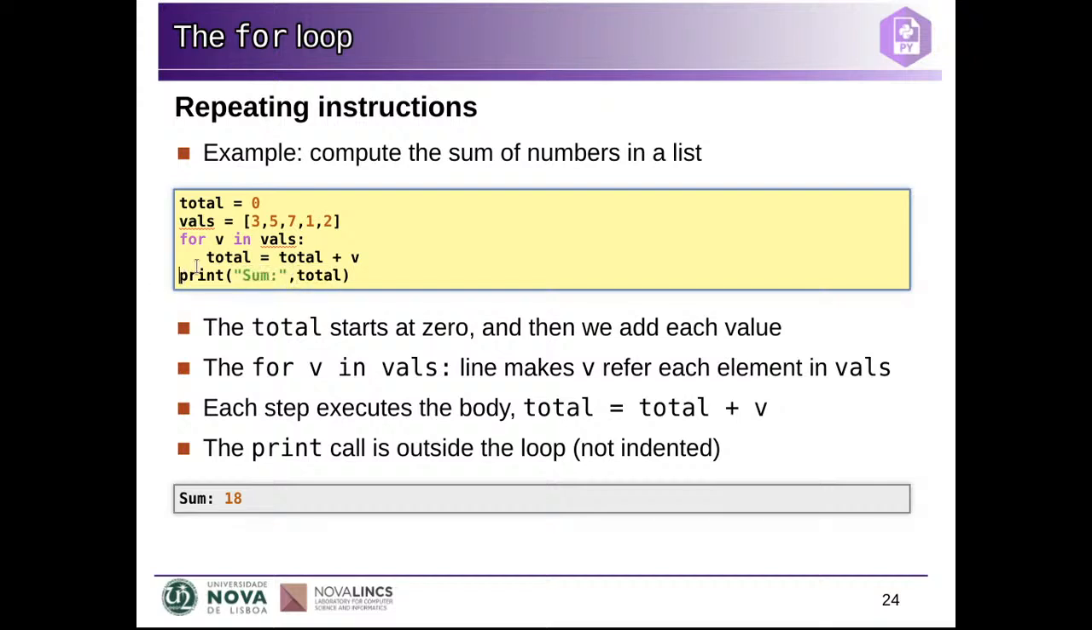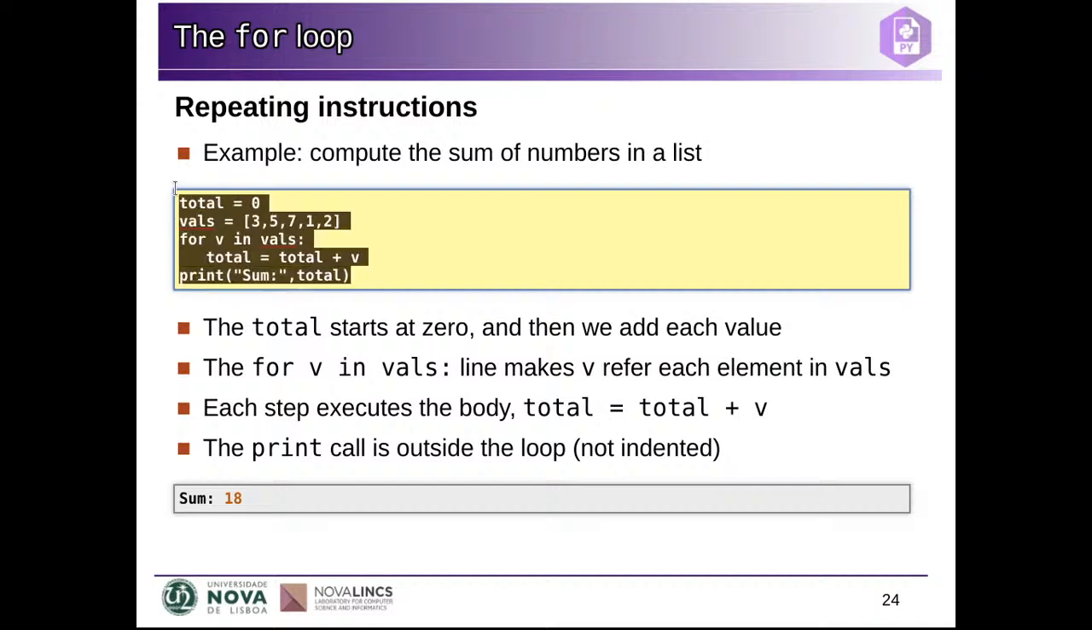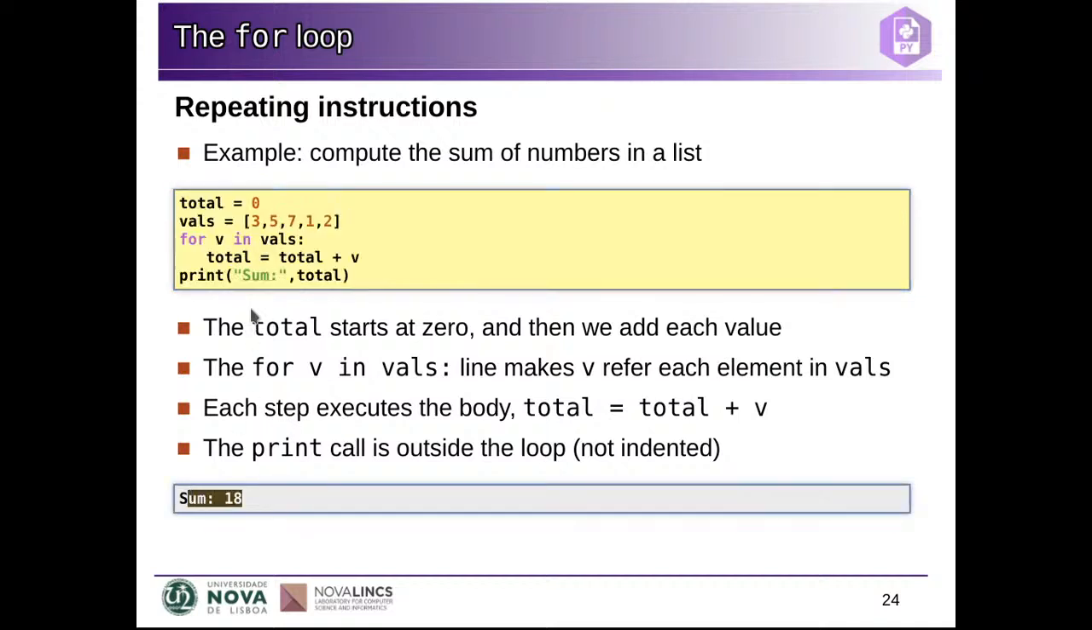Note that this print is back again on the same alignment as for, and not forwards like the total. So if we wrote it like this, print would occur on each step of the for loop. If we do it like this, print will only be executed after the loop ends, which is what we want in this case, because we only want the final sum. So if you run this, you get this result, sum is 18, which is this print here.